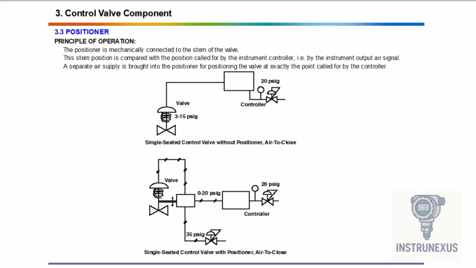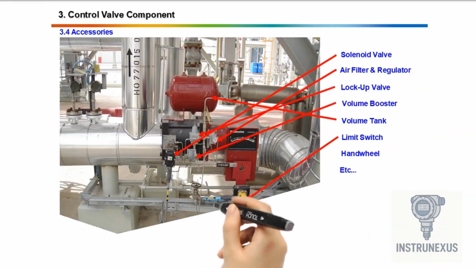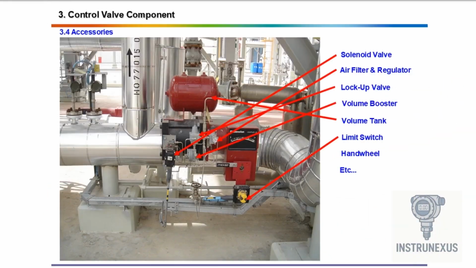Now let's talk about some essential control valve accessories that help ensure precise, safe, and reliable operation in process control systems. First up is the solenoid valve. This is an electrically operated valve that controls the air supply to the actuator. It's widely used for on-off applications and emergency shutdowns. When you send an electrical signal, the solenoid opens or closes to allow or block air, simple and effective.